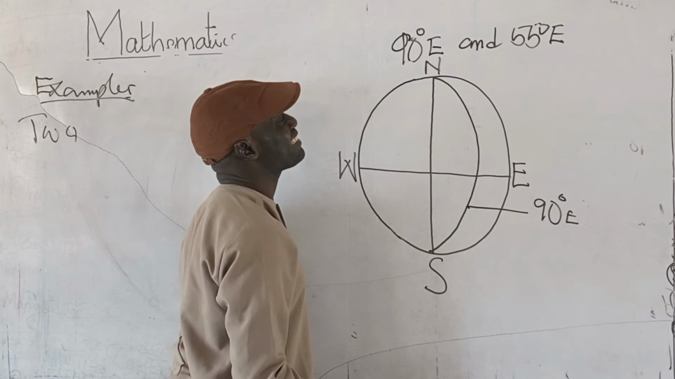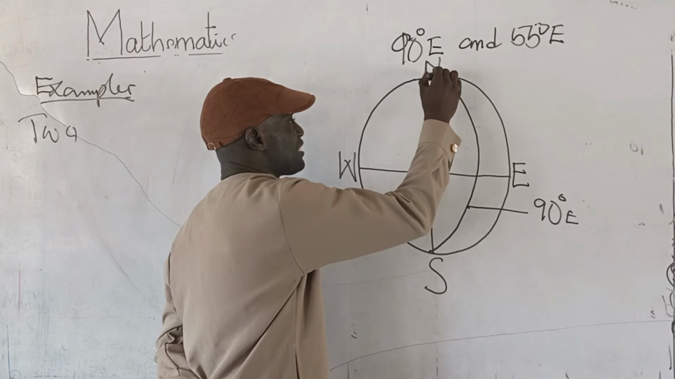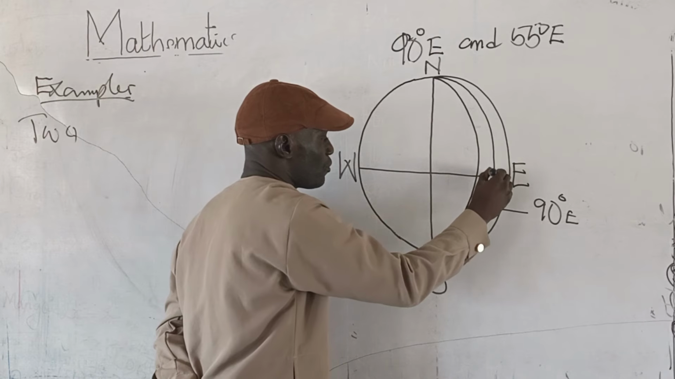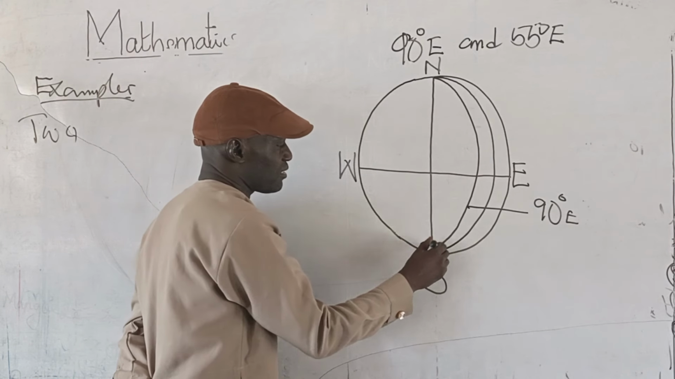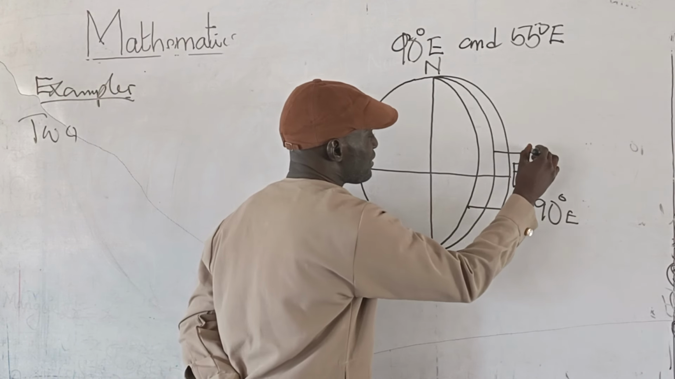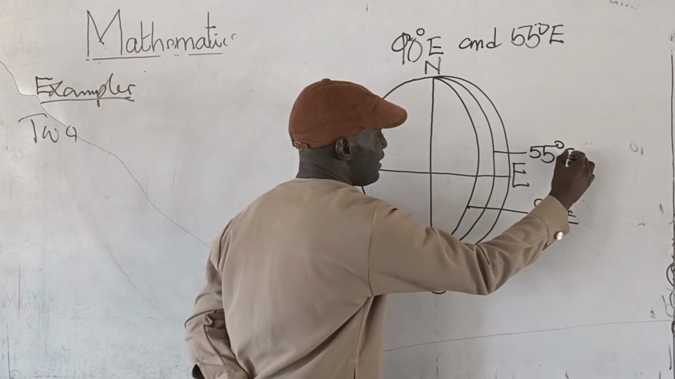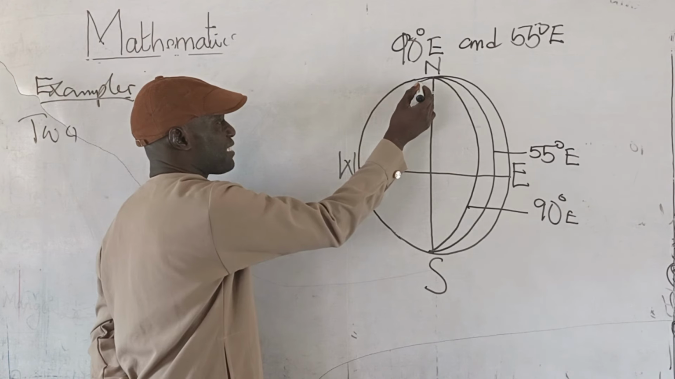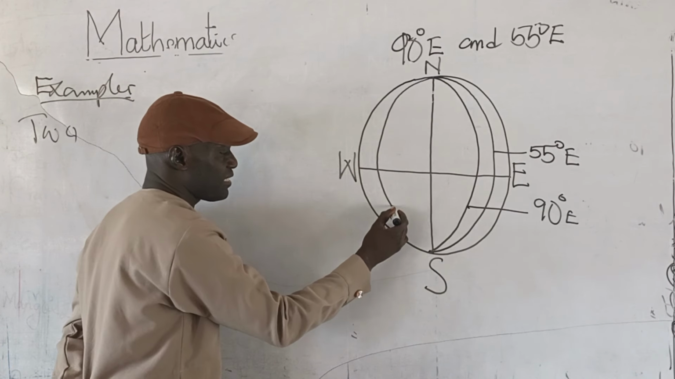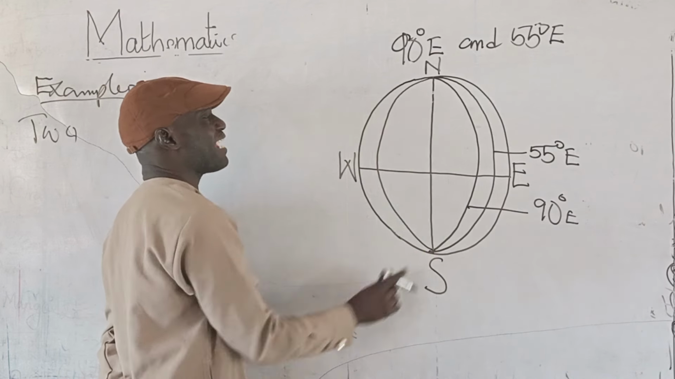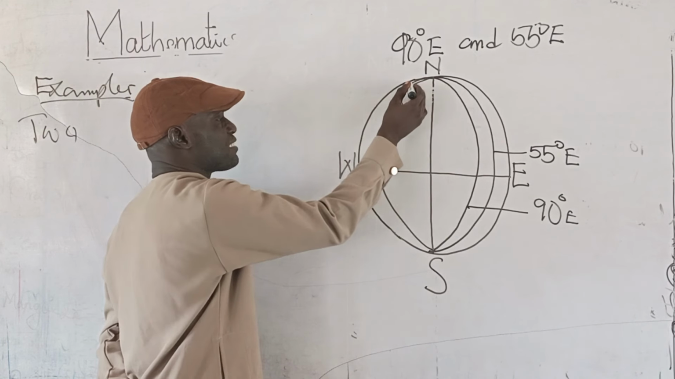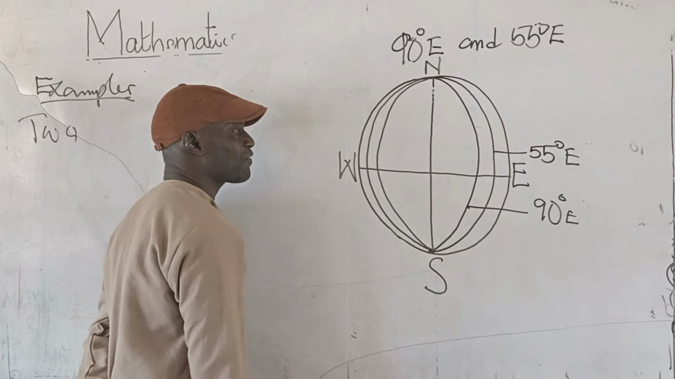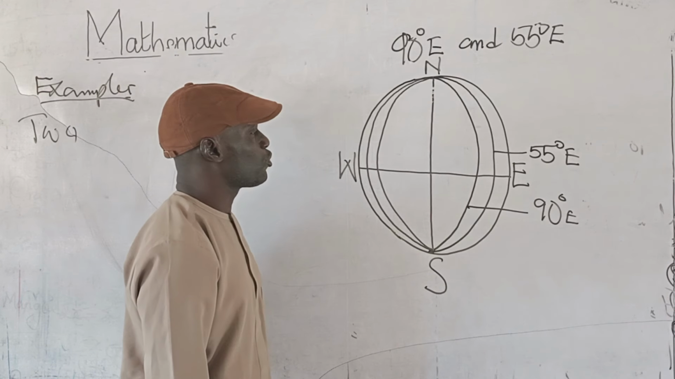And the second one, the same location again, which is 55 degrees east. You sketch it out also, and you label it 55 degrees east. Don't forget that the first one we sketch, make it a complete circle. And the second one also, complete it as a full circle. After you have done that, what to do?